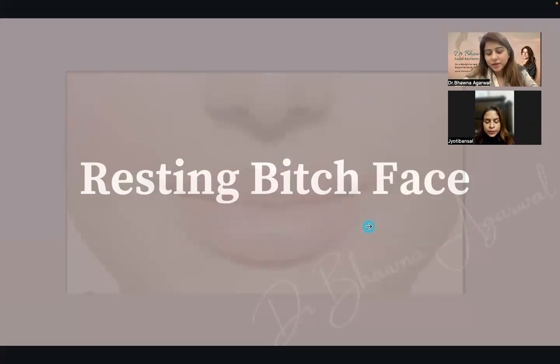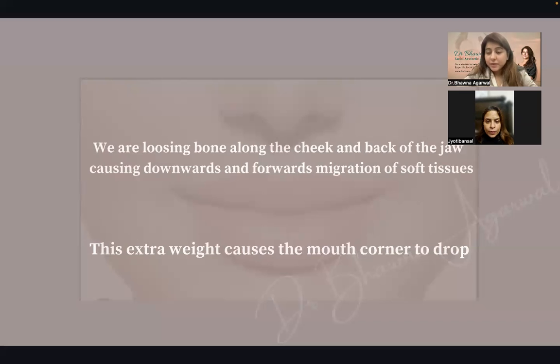So what are the factors? A multitude of factors: bone, fat, muscle, skin. All the layers are affecting, and we have to assess before injecting. We have to assess the contribution of each component. First of all, we are losing bone along the cheek zygoma, the maxilla, and the back of the mandible. This causes lack of anchoring support to the overlying tissues, causing downward and forward migration of tissues. This forward and downward migration is causing extra weight on the corner of the mouth.